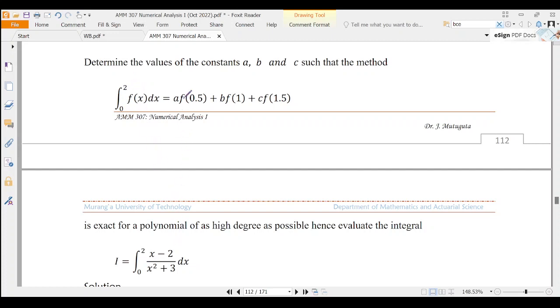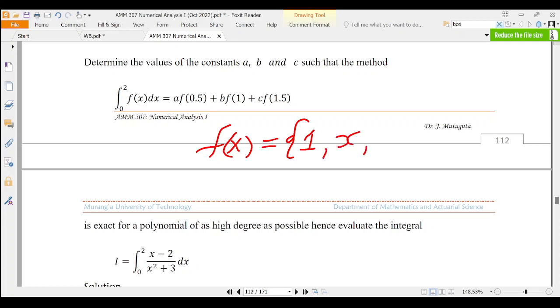So, looking at the formula, we see that we have 3 unknowns. The unknowns here are a, b, and c. So, if the formula has 3 unknowns, then it means that it can be made exact for a polynomial of up to degree 2. That is, we can have 1, x, or x squared. So f of x can take the values 1, x, and x squared, so that we can generate 3 equations which will help us to determine the values of a, b, and c.